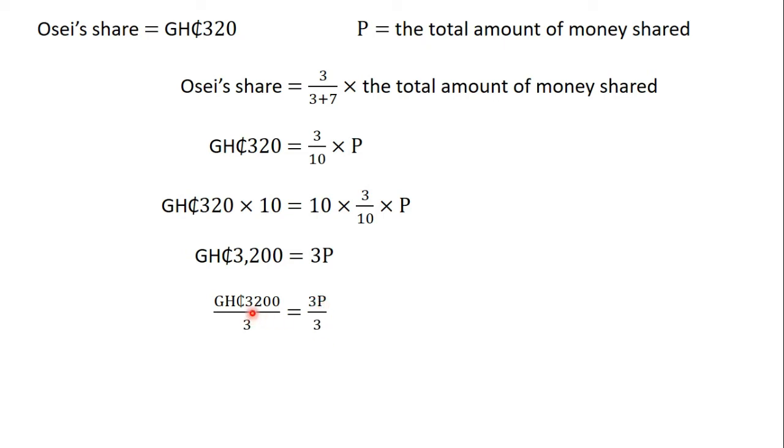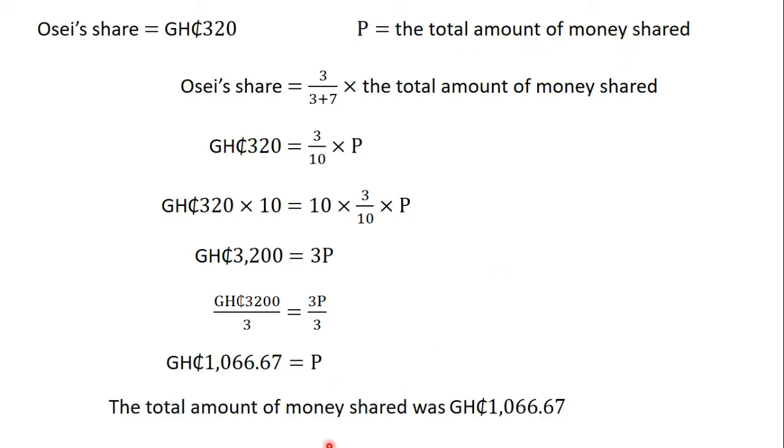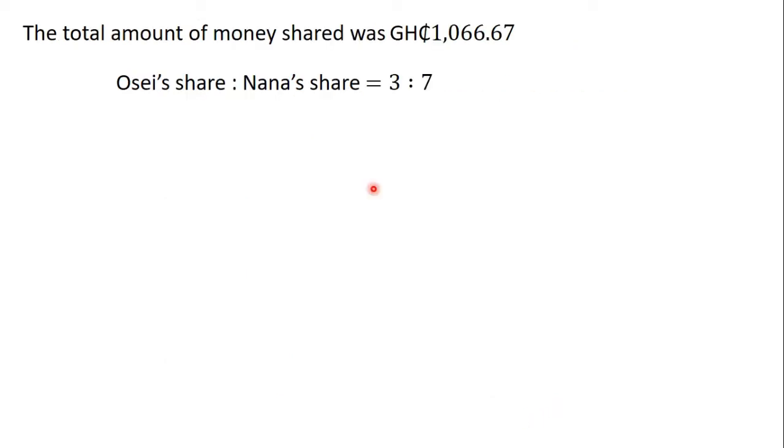So P will be equal to 3,200 Ghana cedis divided by 3. And this will give us 1,066 Ghana cedis, 67 pesewas. But remember that we said P is the total amount of money that was shared. This means that the total amount of money that was shared was 1,066 Ghana cedis, 67 pesewas. So we have now been able to find the total amount of money that was shared. We had 1,066 Ghana cedis, 67 pesewas.